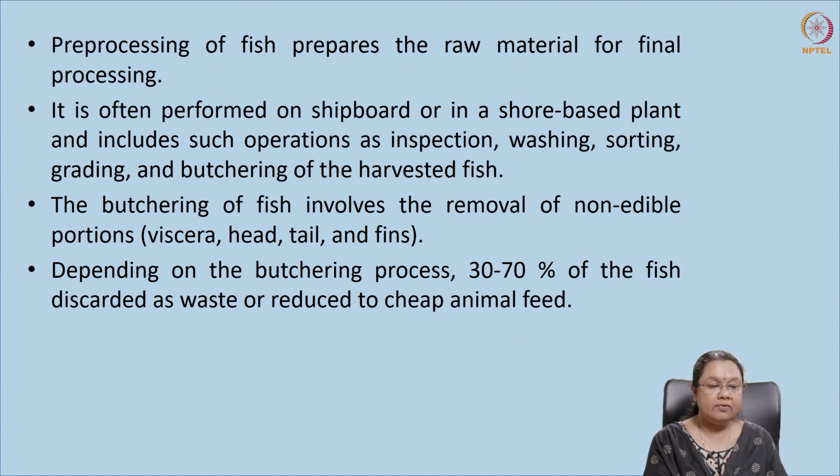So usually when it reaches the plant, it is inspected, washed, sorted, graded, and butchered if it is larger in size. During butchering, we remove the unwanted parts, that is head, viscera, tail, and fins. These are removed. Also, during this process, 30 to 70% of the fish is discarded. That is the waste part which is not utilized. It is discarded, and this enters the feed industry.